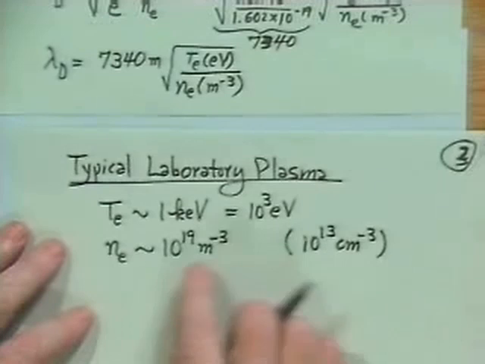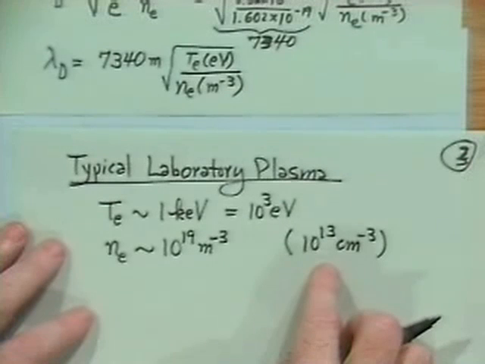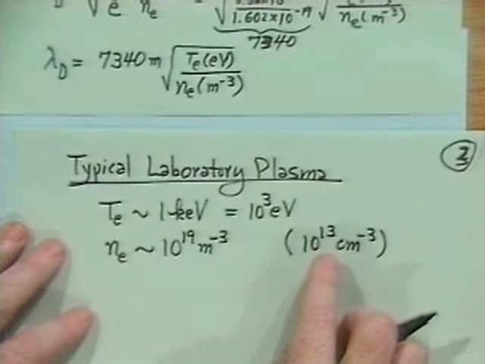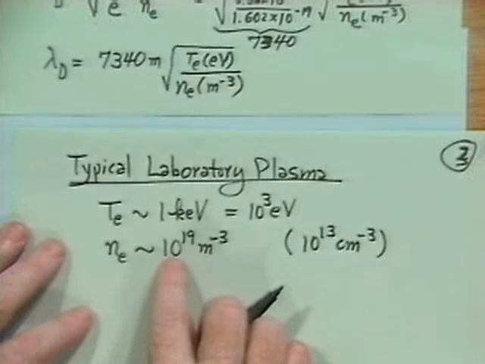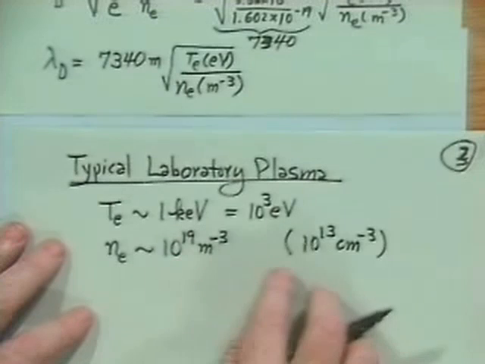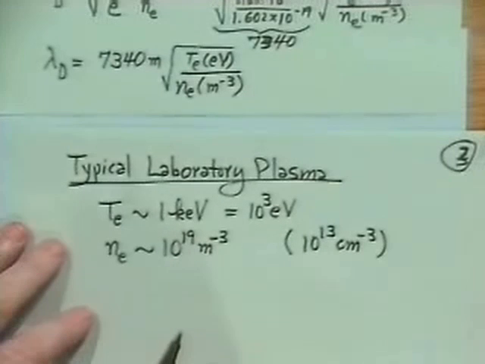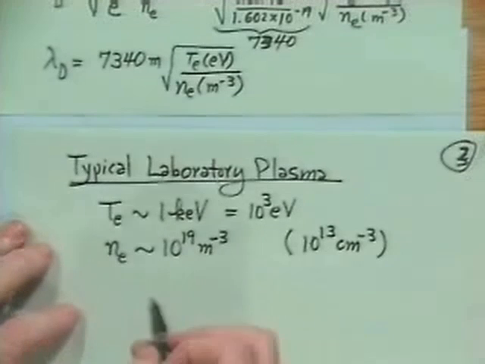By the way, that's a pretty good vacuum, okay? What's the density of air? Well, it's 10 to the 19th in these units, or 10 to the 25th in those units, roundabout. So this is down by 6 orders of magnitude or so. So it's a pretty good vacuum.